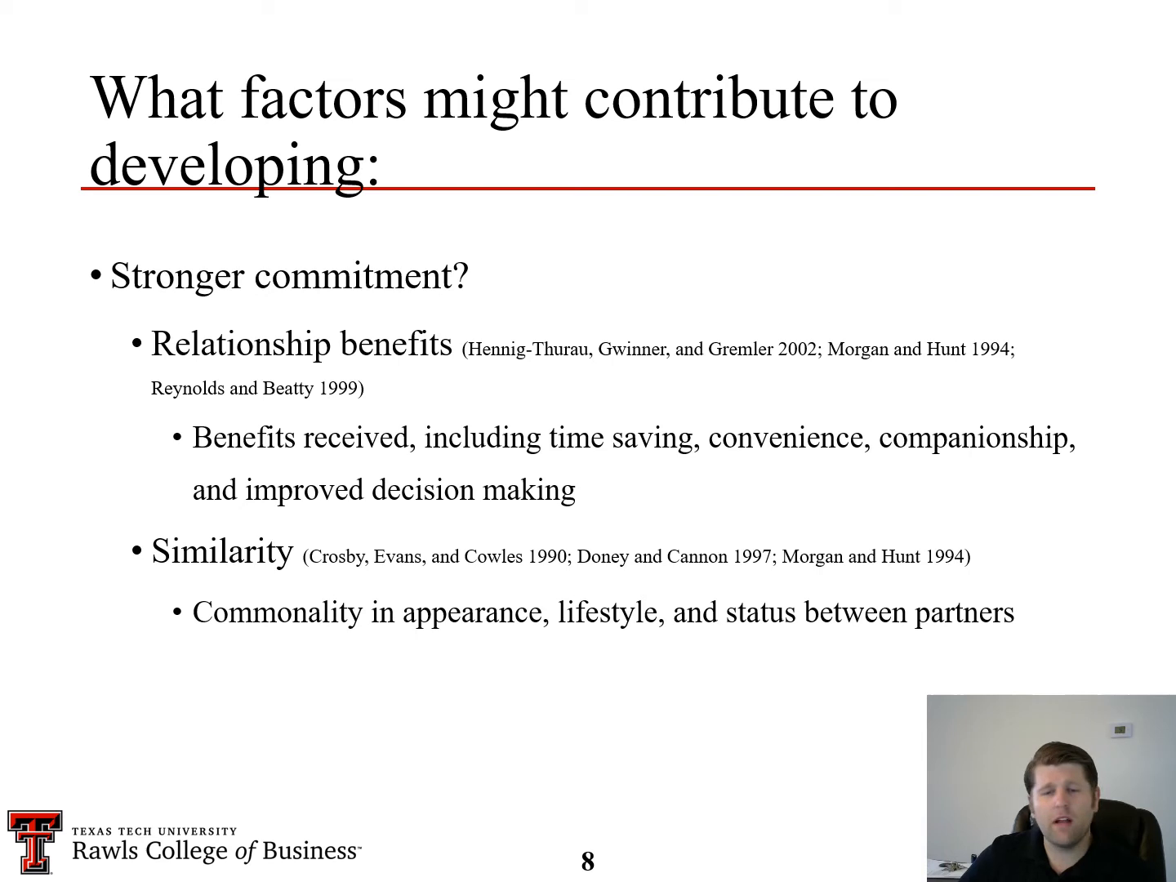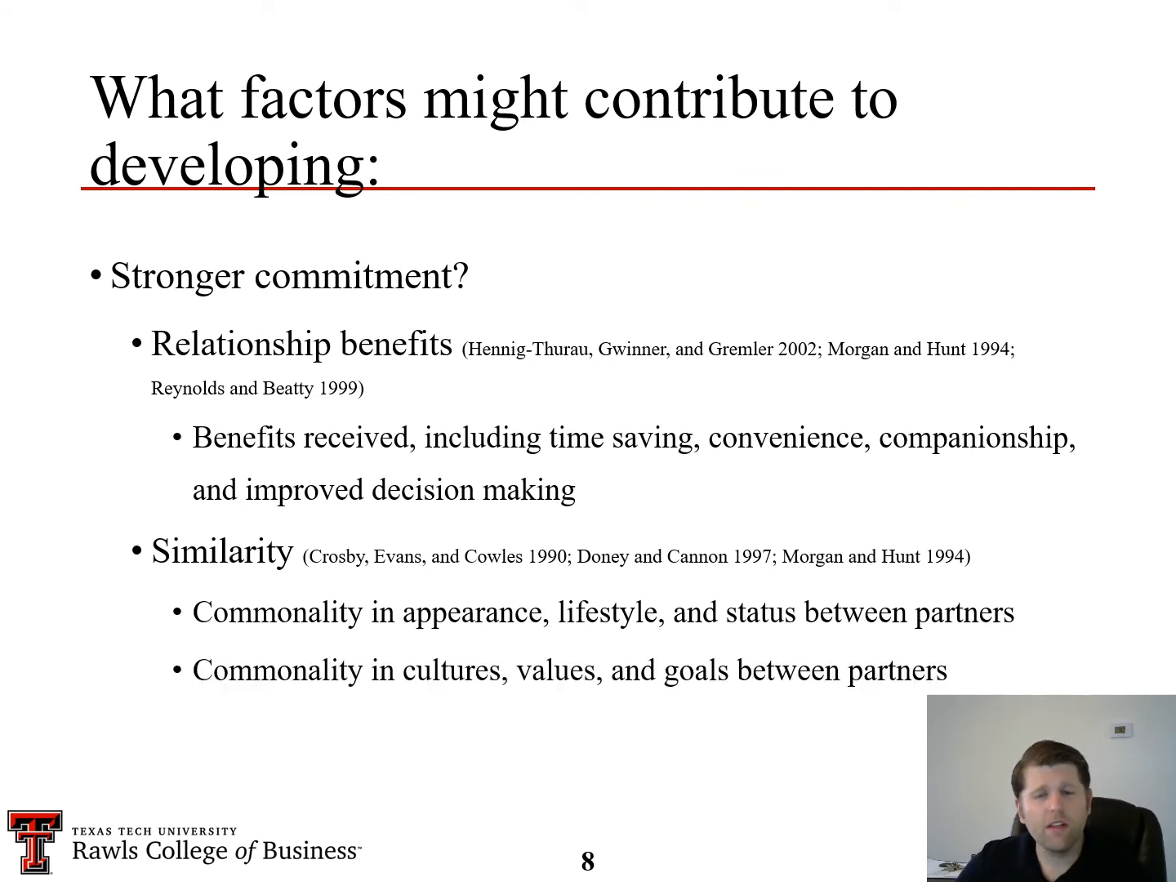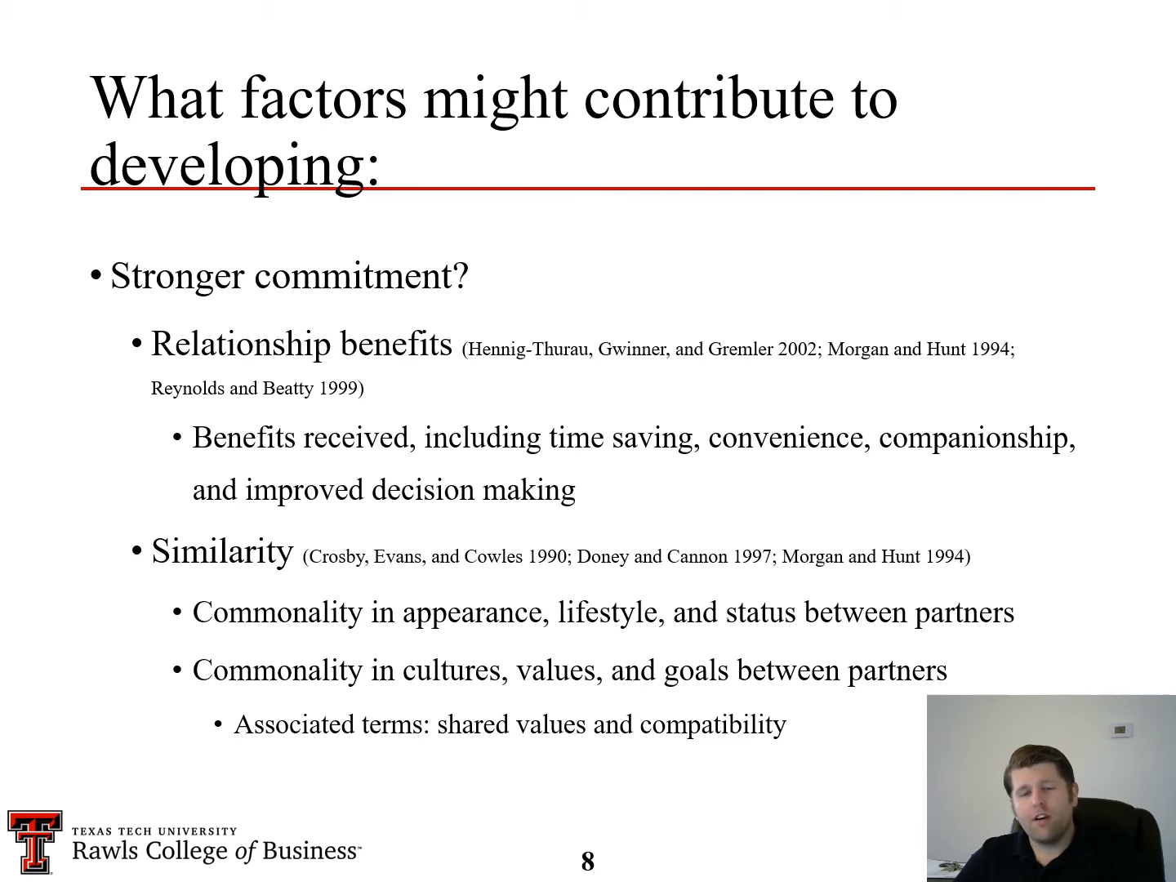Also, similarity is pretty important. So this would be like a commonality in appearance, lifestyle, and status between partners. And this is kind of like at the fundamental basis of, think about a salesperson and their prospect. Whenever they're talking, if there's some similarity there, it really helps generate a stronger commitment. And this could also be in the form of their cultures, their values, and different goals that they may have. Some common terms that we might use here are shared values or if someone's compatible.